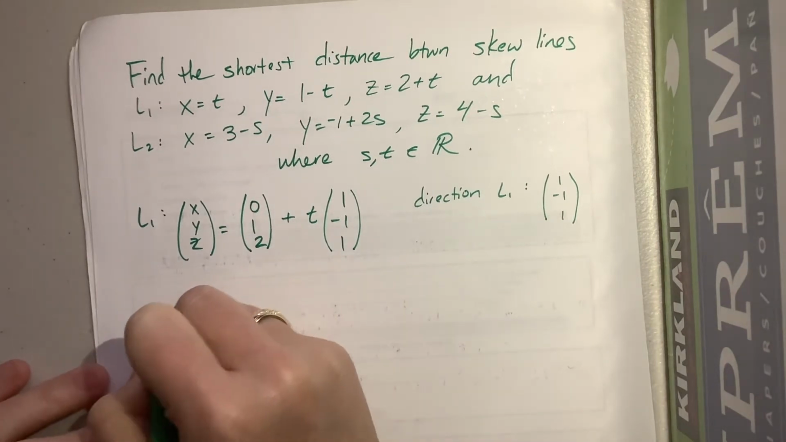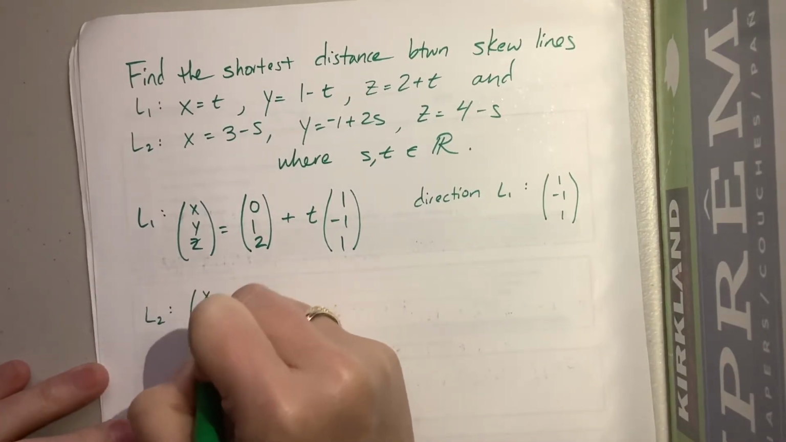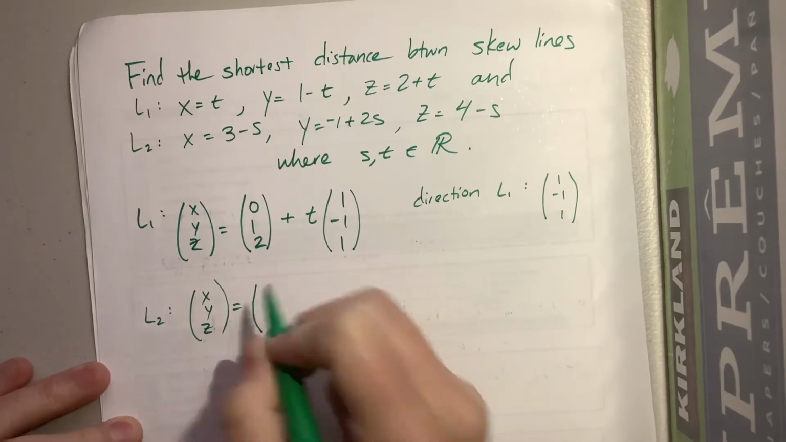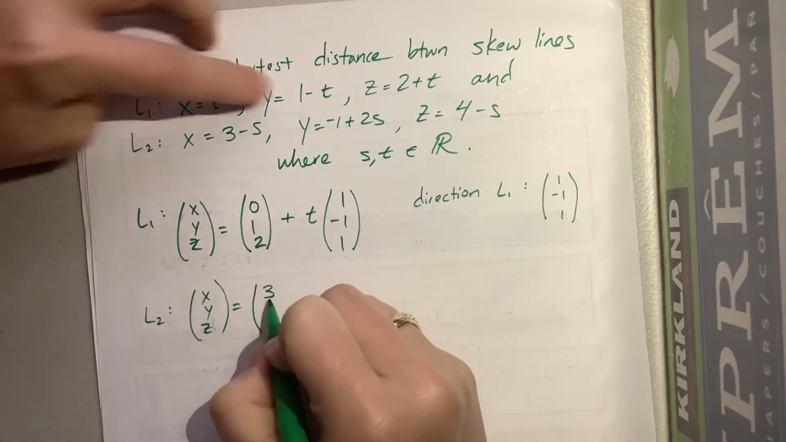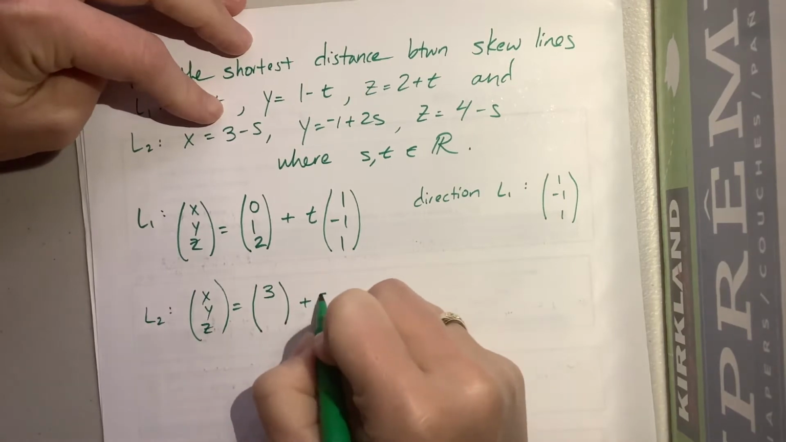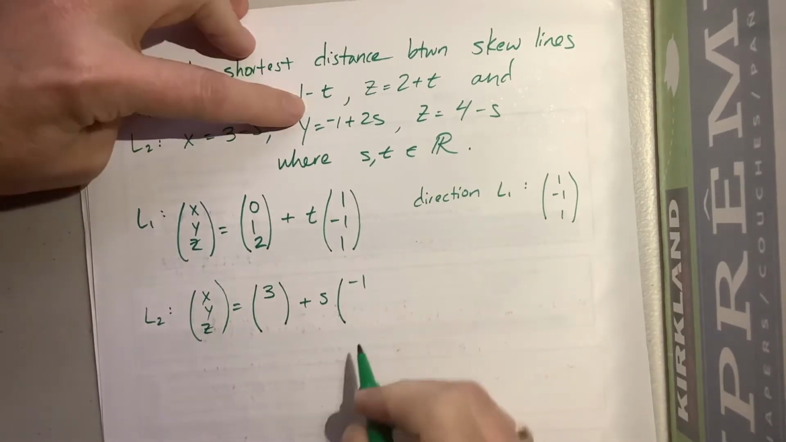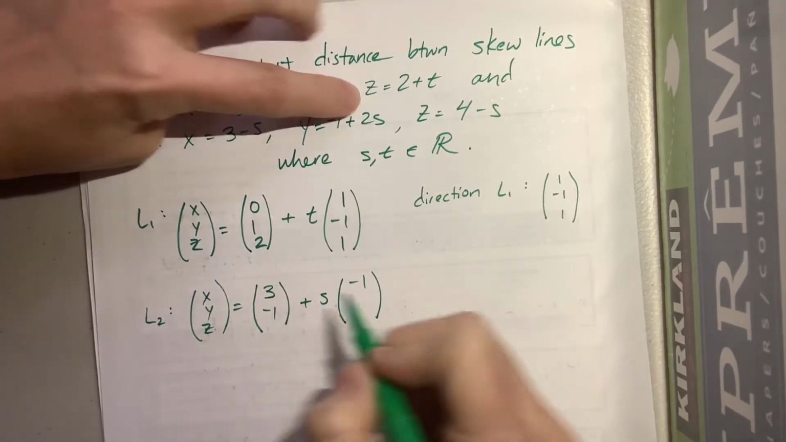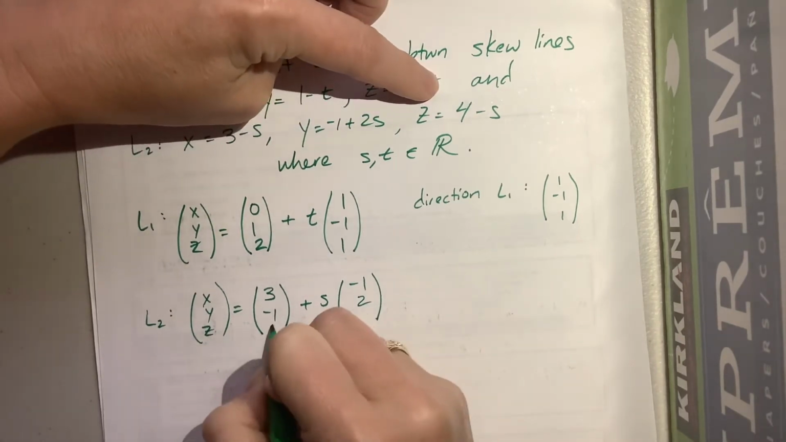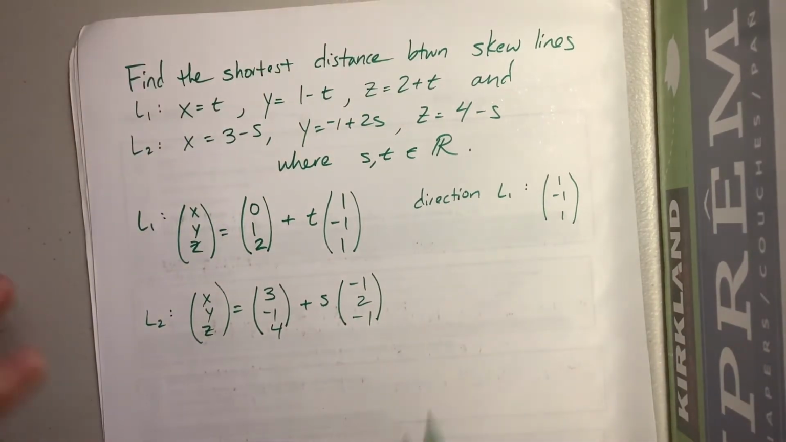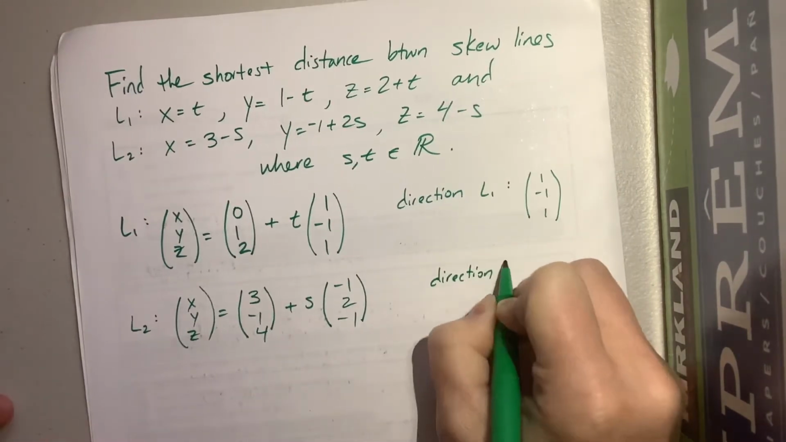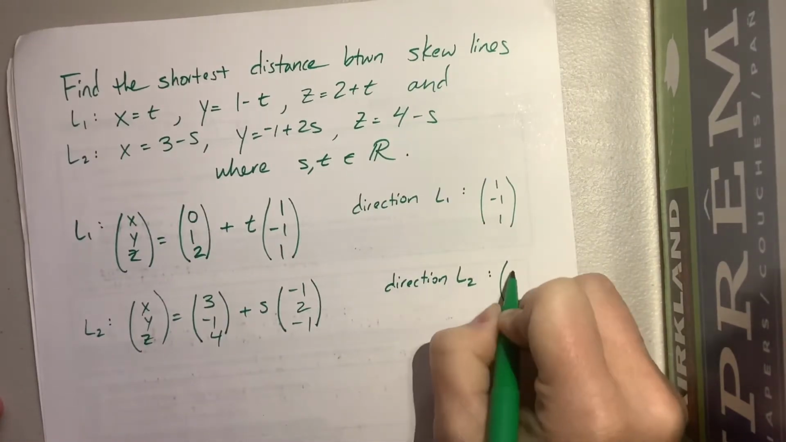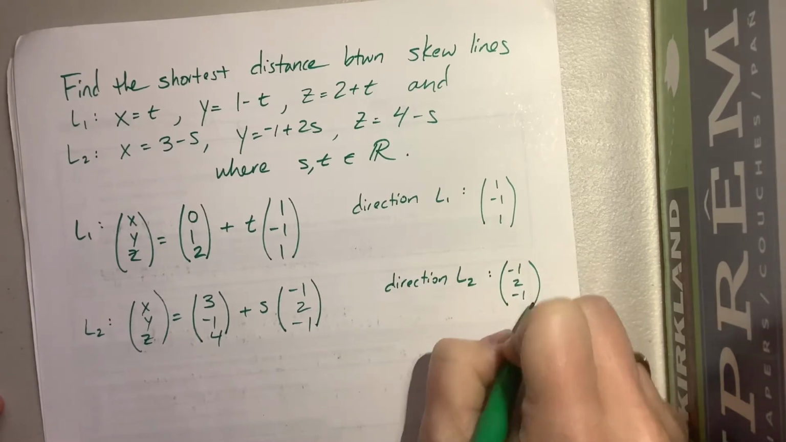Now we need to look at line 2, and sometimes it helps to first see this as a vector equation. So it's 3 plus s times negative 1, then y is negative 1 plus 2s, and z is 4 and negative 1. So the direction of L2 is going to be negative 1, 2, negative 1.